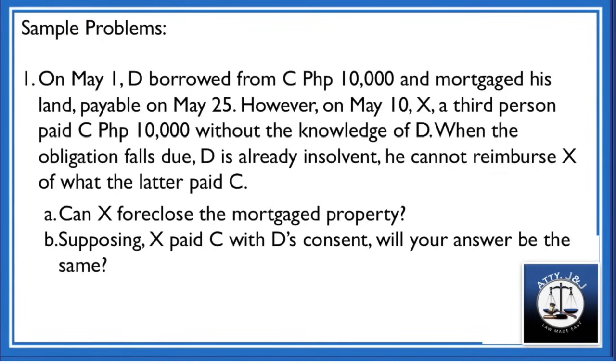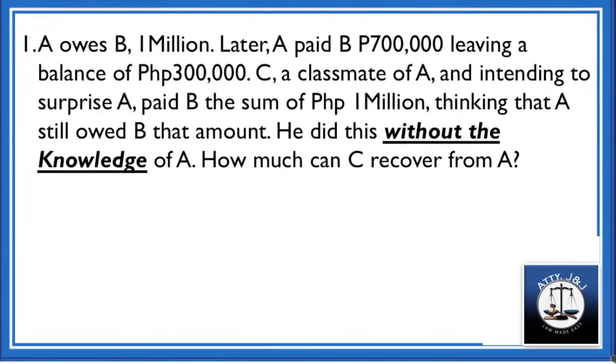Okay? Now, here is another problem. A owes B 1 million pesos. Later, A paid 700,000 pesos, leaving a balance of only 300,000 pesos. Now, C, a classmate of A, intending to surprise A, paid B the sum of 1 million pesos, thinking that A still owed B that amount. He did this without the knowledge of A. How much can C recover from A? Here, C can recover only 300,000 pesos because it is only up to this amount that A was benefited. So, where can C recover the remaining 700,000 pesos?